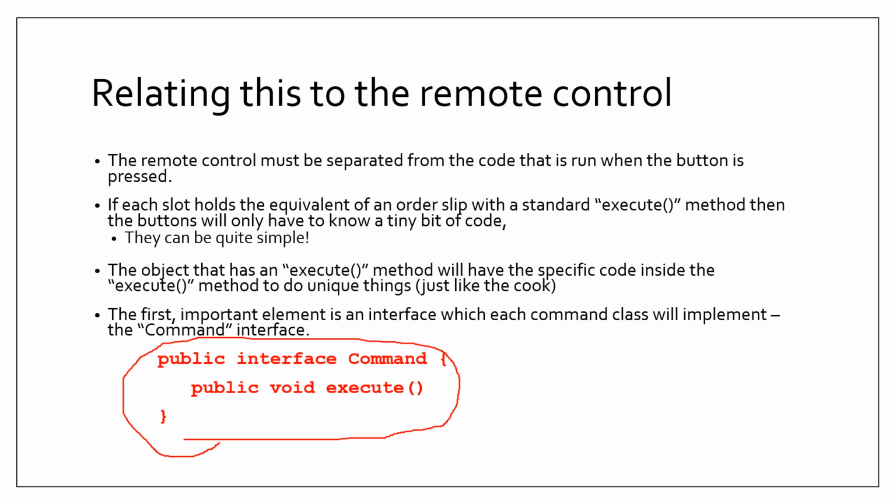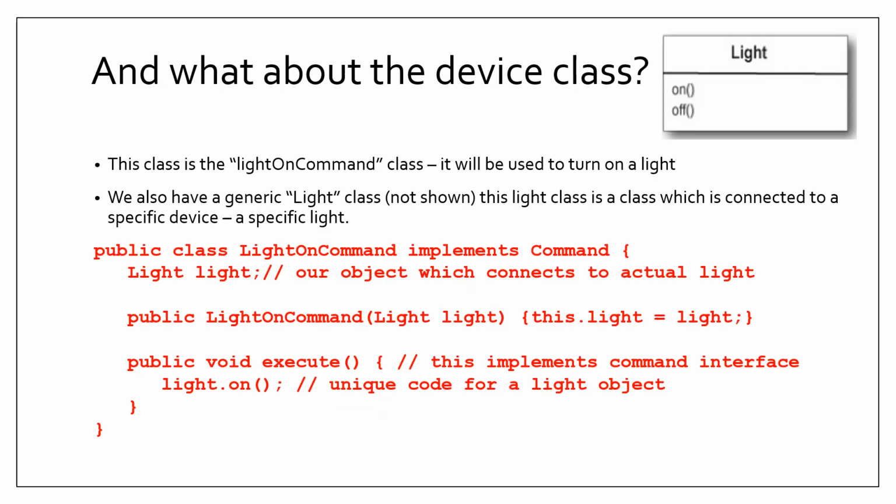The public interface Command is going to simply say, hey, if you are a command object, you're going to have the execute method. So every command object will have the execute method. What does that do for our remote control? Our remote control doesn't have to know anything anymore. It's just going to be given an object that it can say execute on. Inside the execute method, we will of course have unique items. And so here's what happens in the LightOnCommand object.